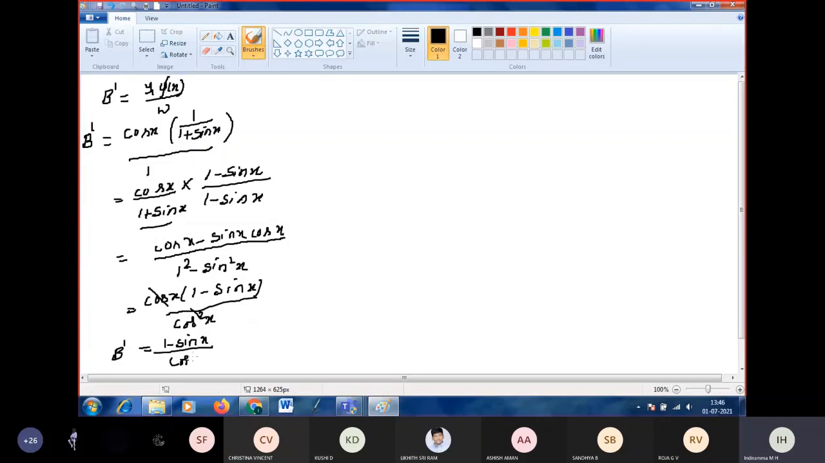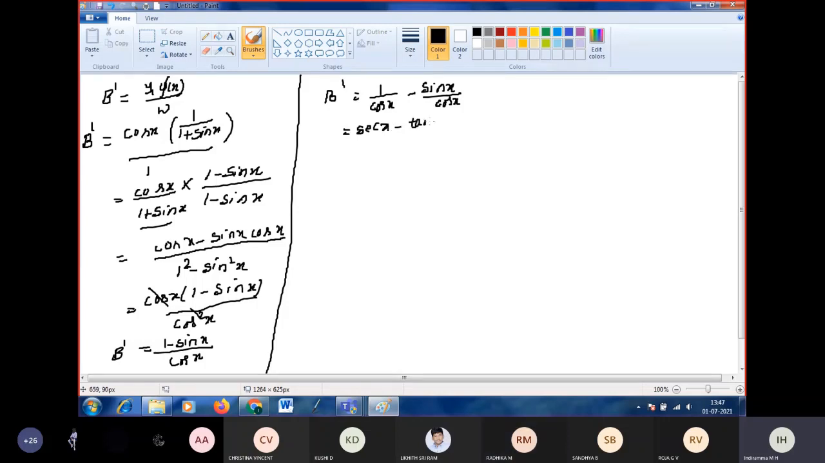Next, we can split the numerator. How to split the numerator? 1 by cos x minus sin x by cos x. What is 1 by cos x? Secant x. Minus, what is sin by cos? Tan x. Do we have a standard integral for secant x?